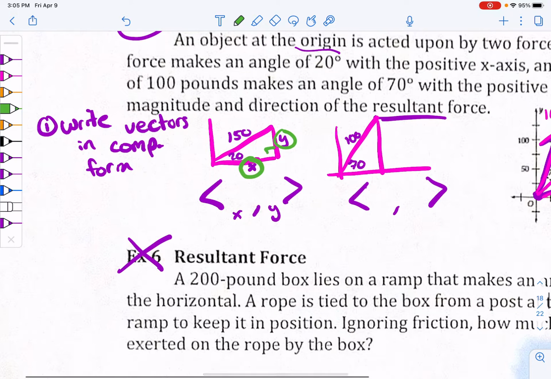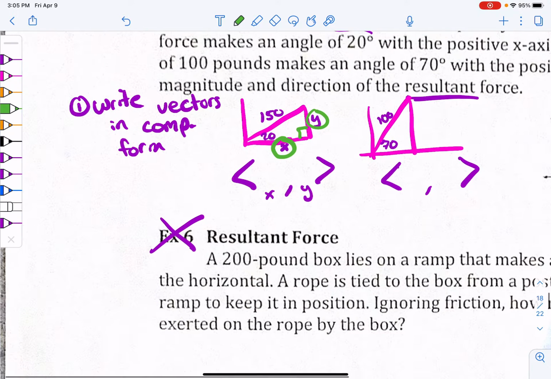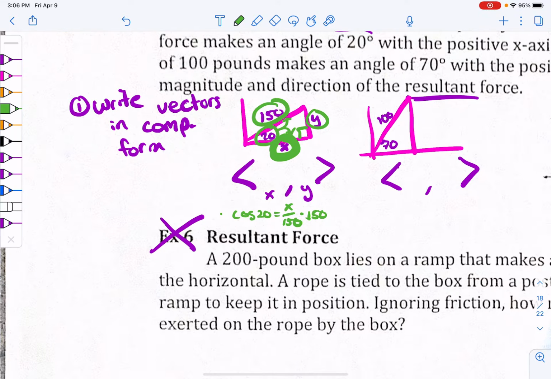If I look at this as a right triangle and I'm solving for x, we've got x, 150, and 20 degrees. x is the adjacent side and 150 is the hypotenuse, so we're doing cosine. Cosine of 20 equals x over 150, and I just multiply by 150 on the other side. I've got to get a calculator really quick.